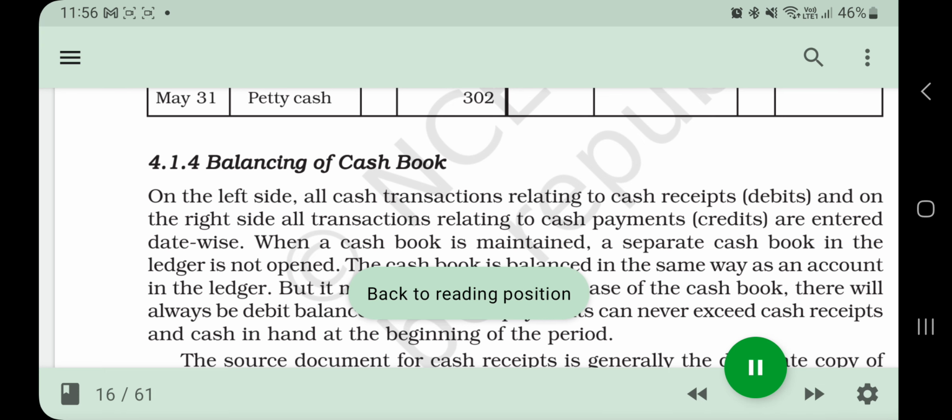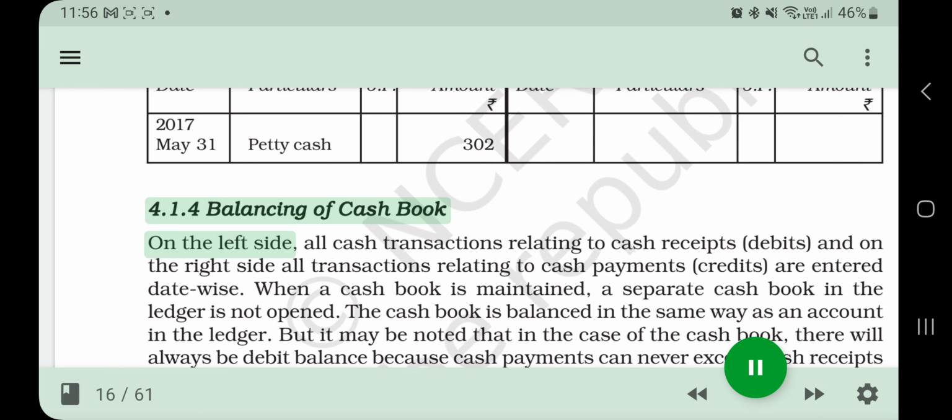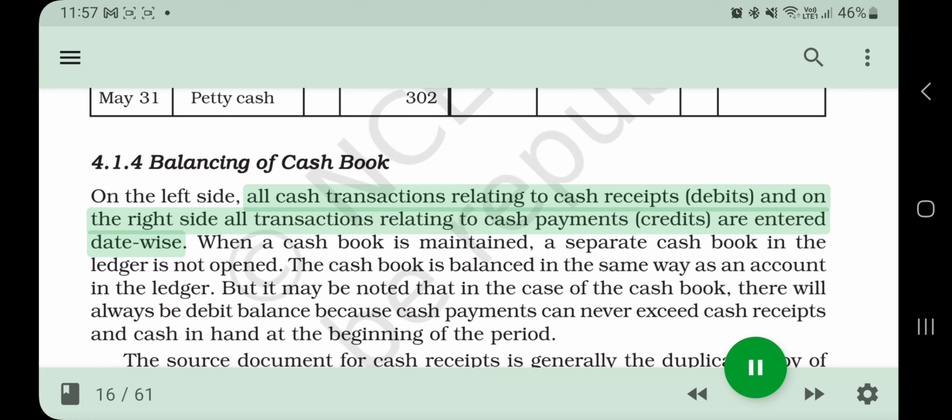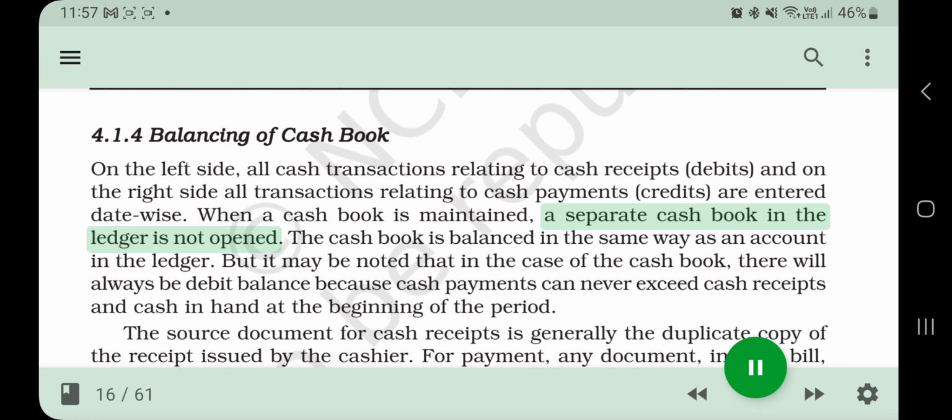1.4 Balancing of cash book. On the left side, all cash transactions relating to cash receipts, debits, and on the right side all transactions relating to cash payments, credits, are entered date-wise. When a cash book is maintained, a separate cash book in the ledger is not opened.